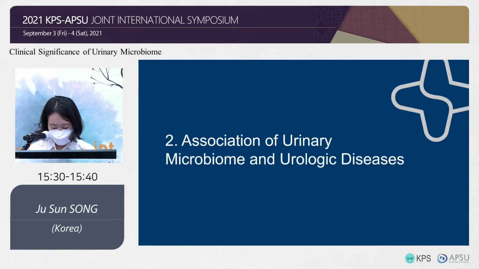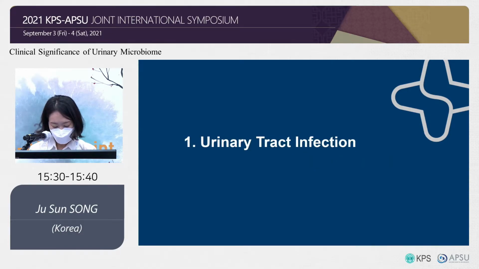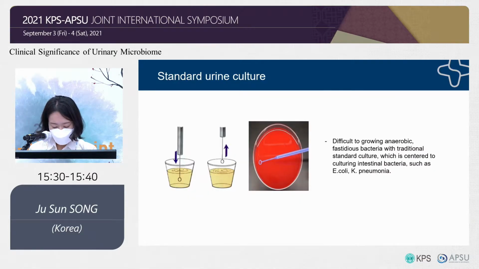Next, I will present the association between the urinary microbiome and urologic disease. Among urologic diseases, the most obvious clinical significance of the urinary microbiome can be found in urinary tract infections. Traditionally, urine culture was centered on culturing intestinal bacteria such as E. coli or Klebsiella pneumoniae, and it was difficult to grow anaerobic and fastidious bacteria. So many urine samples suspected of UTI did not yield any pathogens on traditional culture often.